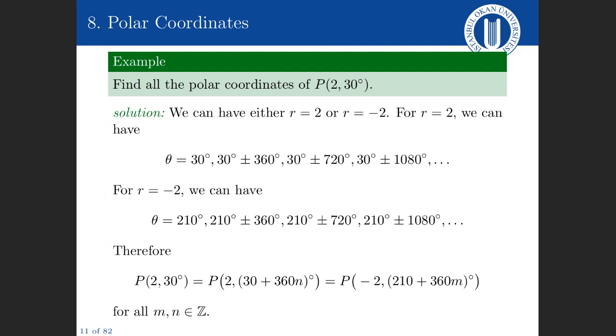You will note that there are many ways, in fact infinitely many different ways, to write the polar coordinates. For example, find all of the polar coordinates of the point (2, 30°). Picture it: there's (2, 30°). This angle is 30, so it's going to be here.